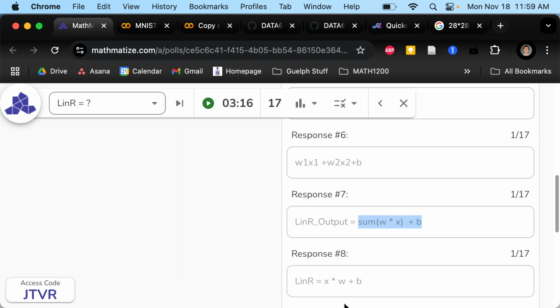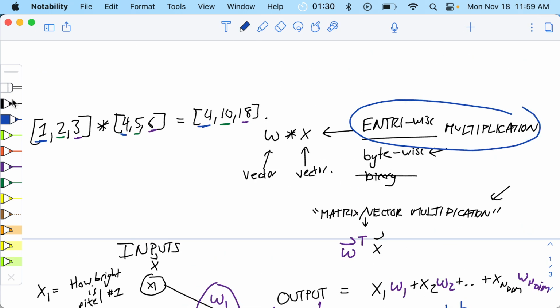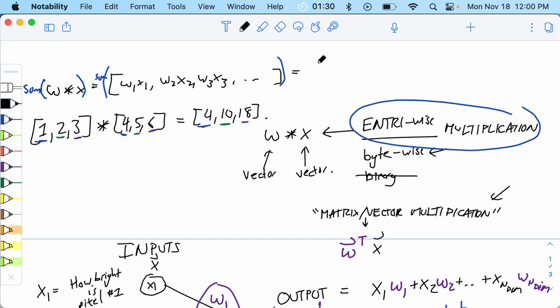That's because w times x is a vector. In our situation, w times x will be this vector: w1 x1, comma, w2 x2, comma, w3 x3, and so on. Then you say, please do the sum of this vector. That will work, and you will get w1 x1 plus w2 x2 plus w3 x3 plus dot dot dot. If you did that, perfectly correct. It's exactly taking the entry-wise operations and then summing them. That is what we want to do.